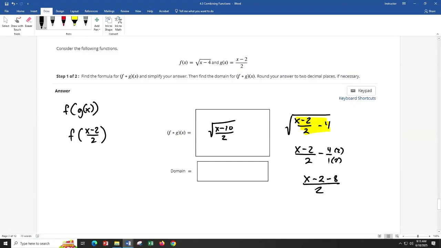And then notice domain. Don't you just do the same thing you always do with the square root? Come over here, take out the inside and go x minus 10 over 2 has to be what? Greater than or equal to 0. Solve, multiply that up, that just becomes 0. X minus 10 is greater than or equal to 0. And so you know that your domain is going to be 10 and up. Okay. Good? Okay. I want to show you that one.